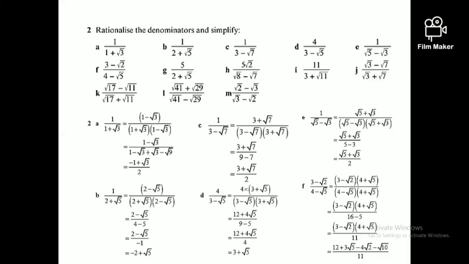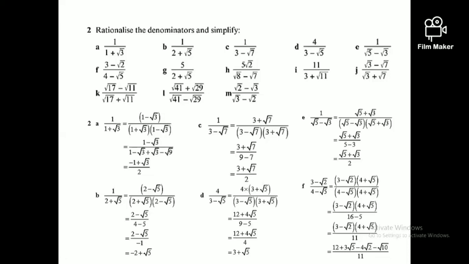The next question we need to rationalize is 4 divided by 3 minus root 5. Then what you need to do is multiply both numerator and denominator by how much? The denominator here is 3 minus root 5, therefore you need to multiply numerator and denominator both by 3 plus root 5. 4 into 3 is 12. 4 into root 5 is 4 root 5. 3 into 3 is 9, minus root 5 into plus root 5 is minus 5. Then 9 minus 5 is 4. 12 plus 4 root 5 divided by 4. Now you can see all the terms can be divided by 4. Then 12 divided by 4 is 3. 4 root 5 divided by 4 is root 5. That is the final answer for that, right?